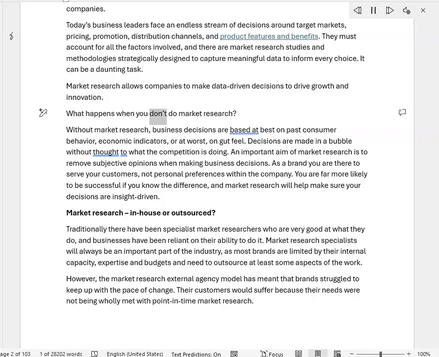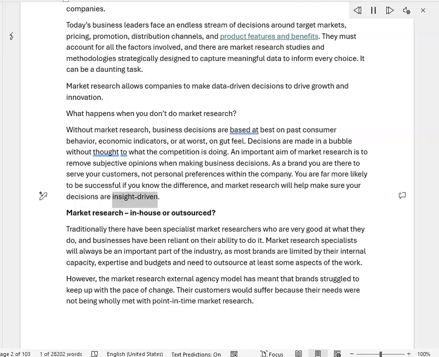What happens when you don't do market research? Without market research, business decisions are based at best on past consumer behavior or economic indicators, or at worst, on gut feel. Decisions are made in a bubble without thought to what the competition is doing. An important aim of market research is to remove subjective opinions when making business decisions. As a brand, you are there to serve your customers, not personal preferences within the company. You are far more likely to be successful if you know the difference, and market research will help make sure your decisions are insight-driven.